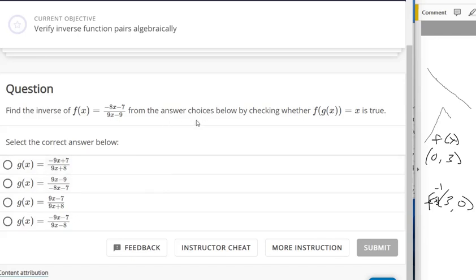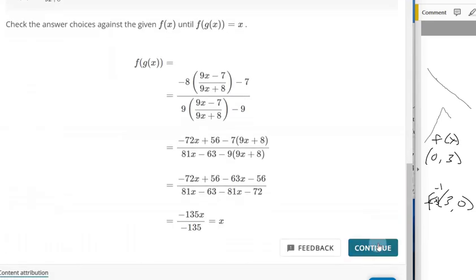Asked to find the inverse of this. I'm going to post a video for this one because this one will take longer. It's pretty tricky, but I'll post a video for this in a bit. You got to switch x and y, so you got to put y's up here, x over here, and then you got to solve for y again. It does take a bit.